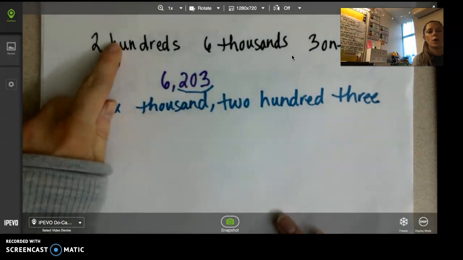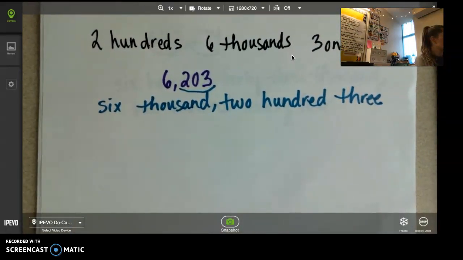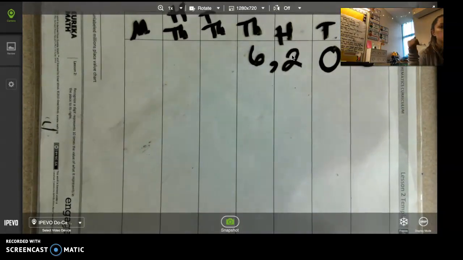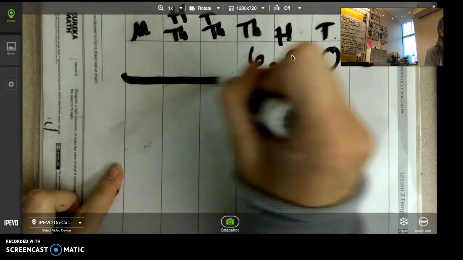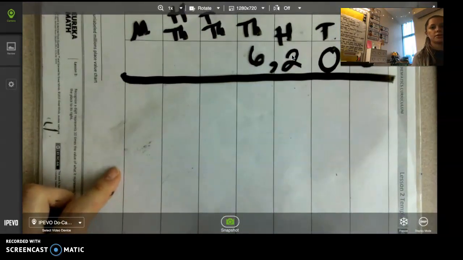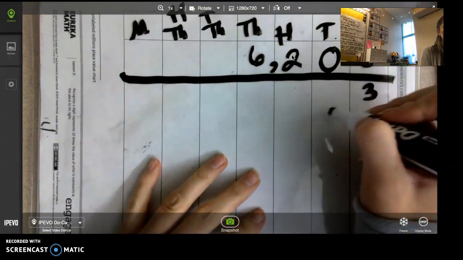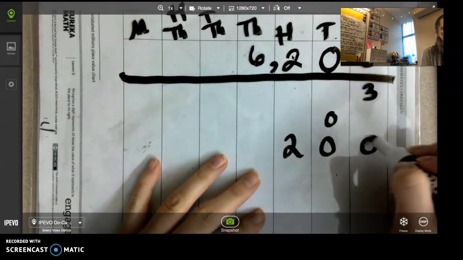So we have unit form, we have standard form, and then we have word form. The last form that you need to know is expanded form. And expanded form is another one of those forms where we can use our place value chart to make it nice and easy. So I always start with the number in standard form at the top, and I do kind of a thick line below so that I don't get confused. Next, I pull down each of the values. There's 0 there, so I can either choose to write 0 or not.